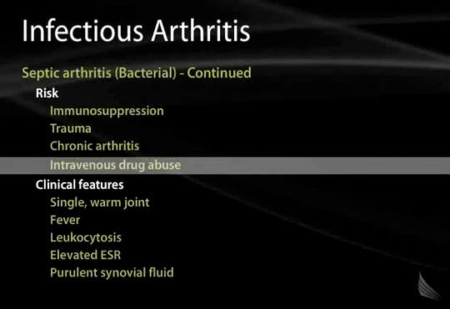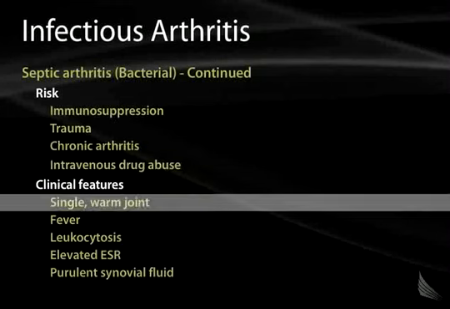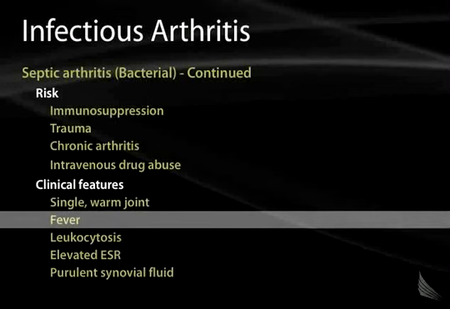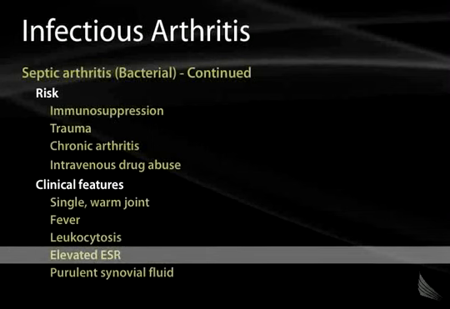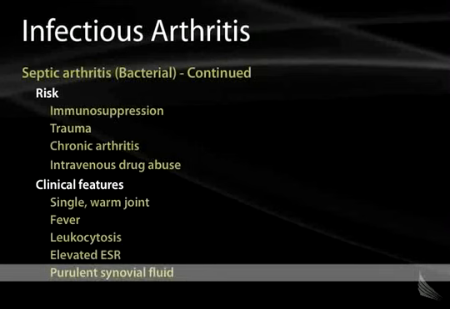Clinical features, again, unlike some of our autoimmune disorders, here you will see a single joint affected. It will have many of the characteristic findings of infection, being warm and red. The patient will present with a fever, and a CBC will demonstrate that they have a leukocytosis and often an elevated erythrocyte sedimentation rate. Draining the particular infected joint will show the typical findings of pus and purulent synovial fluid.